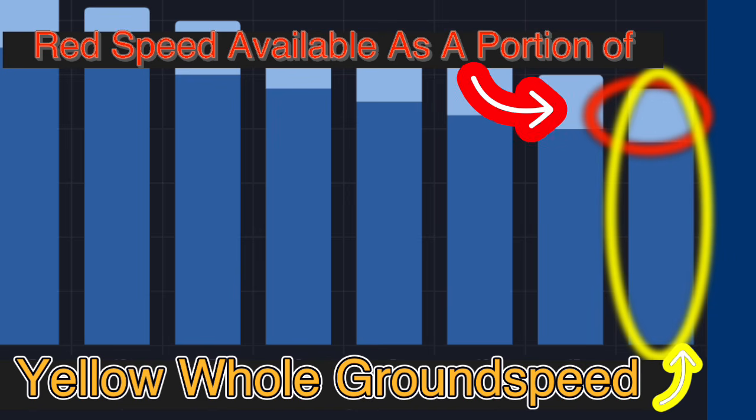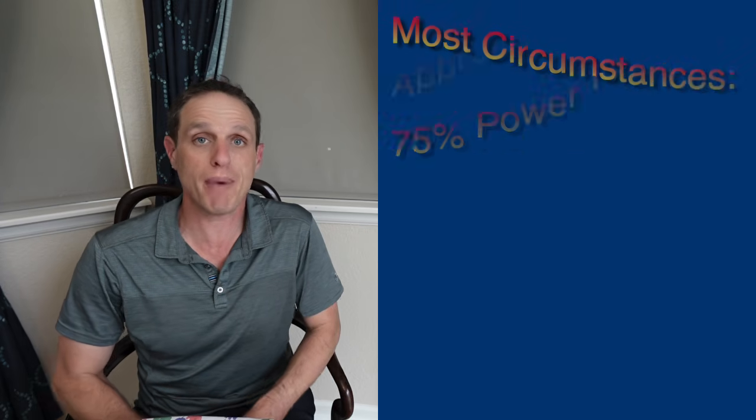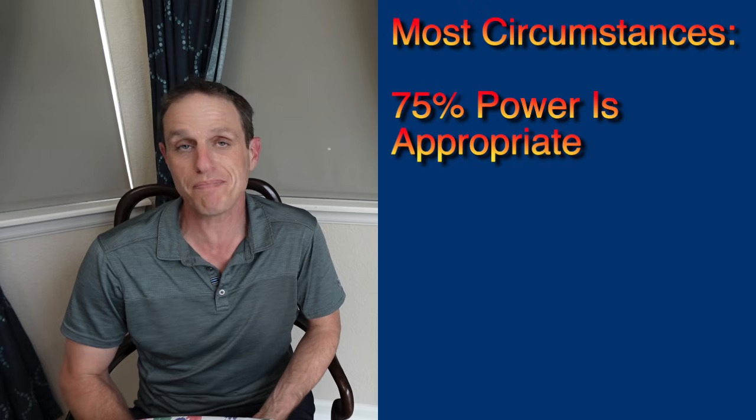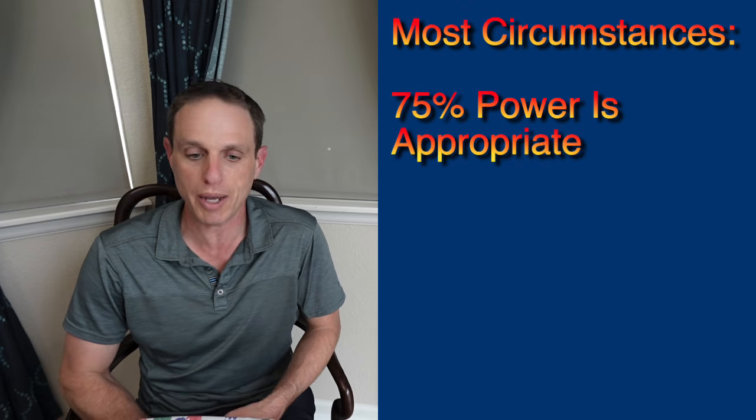Now it's just a much larger slice of that smaller bar. The whole point of flying an airplane is to get places faster. So honestly, in most situations, flying at max continuous power of 75% is exactly where most pilots should be.